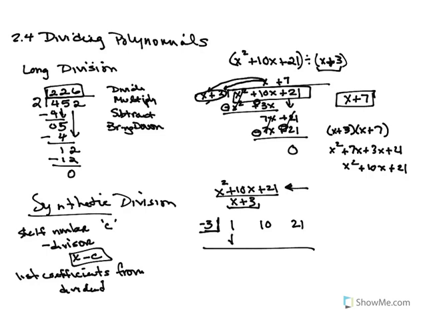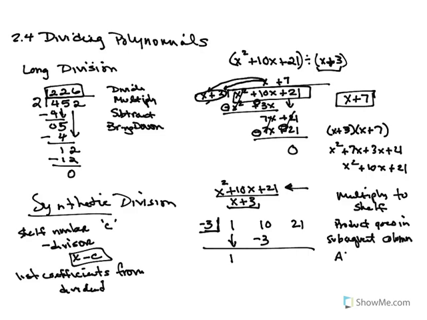The first value comes straight down. I'm going to multiply that value to the shelf. So the first value comes straight down. I multiply. So 1 times negative 3 is negative 3. So that product is going to go in your subsequent column. And then you're going to add down. So 10 plus negative 3 is a 7.